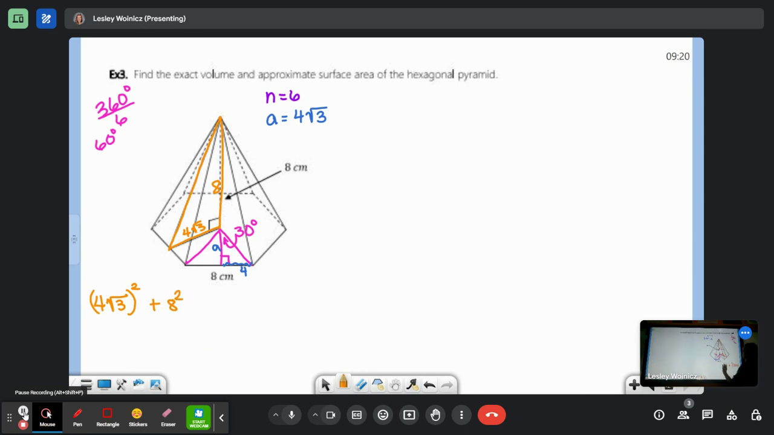Wait, why is it just not 4? Can that be 16 root 3? Do you see that this is the same as that apothem? Oh, yeah. It's just rotated 60 degrees. Okay, so that gives us our slant height squared.